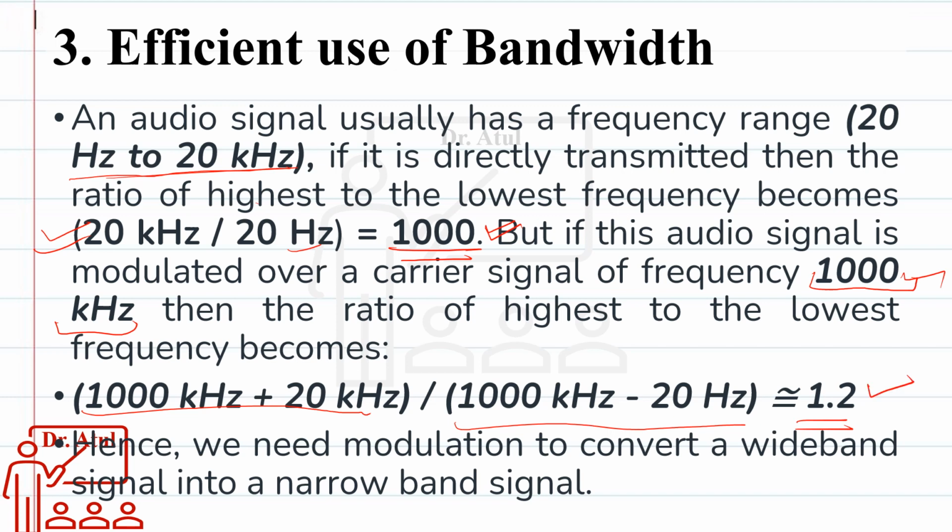Therefore, modulation converts a wideband signal into a narrow band. Wideband means a large bandwidth signal, and narrow band means a small bandwidth signal. So that is the advantage of modulation.